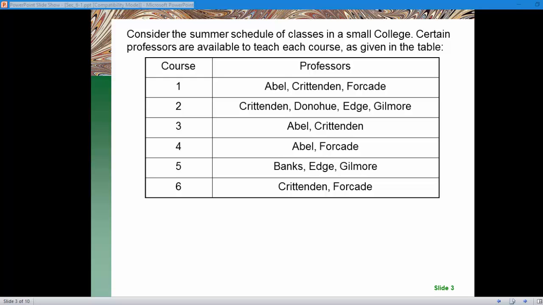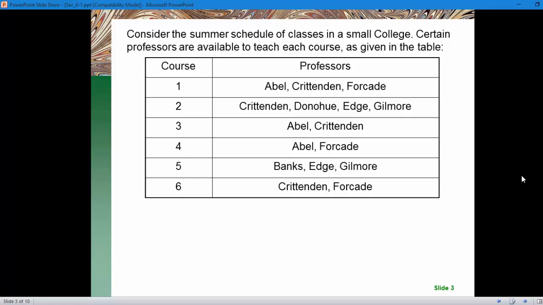Consider the summer schedule of classes in a small college. Certain professors are available to teach each course as given in the following table. There are 6 courses and 7 professors. For example here, course number 1 has the following professors being willing to teach the course, or being available to teach the course. Course number 2, professors C, D, E, and G are available to teach, and so forth.